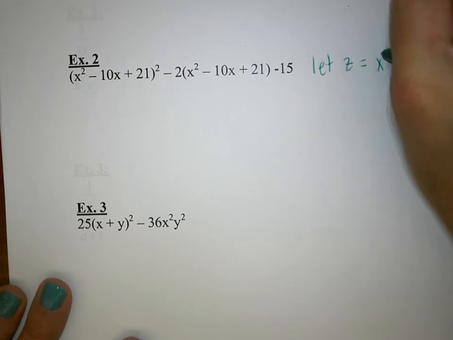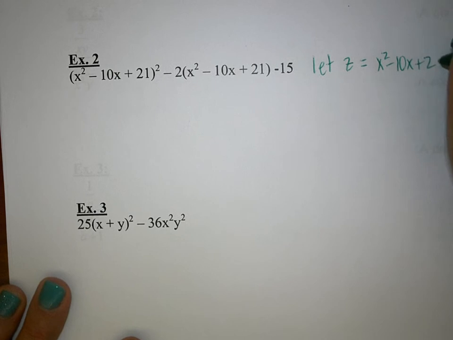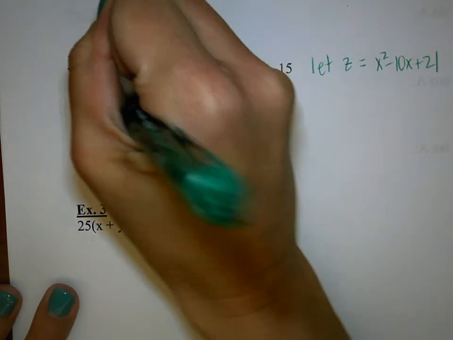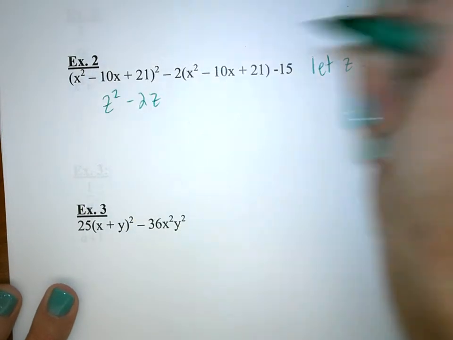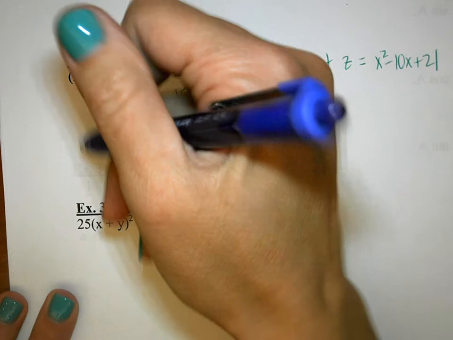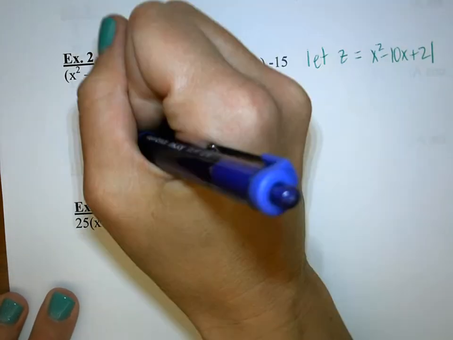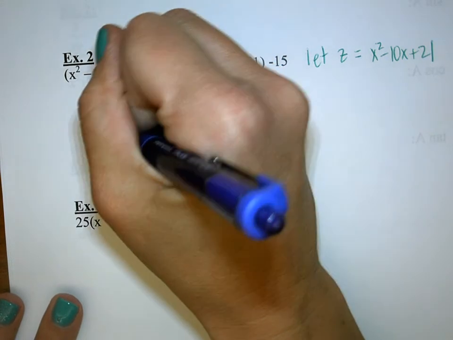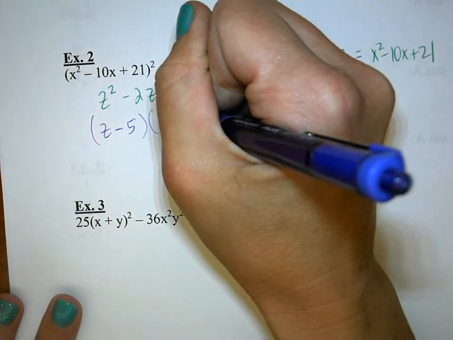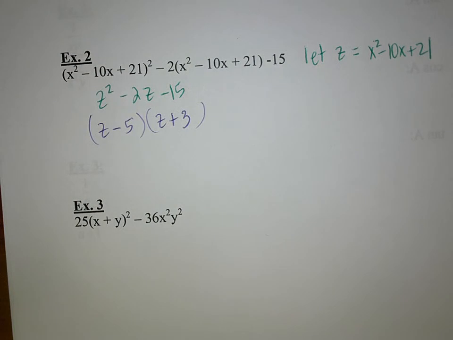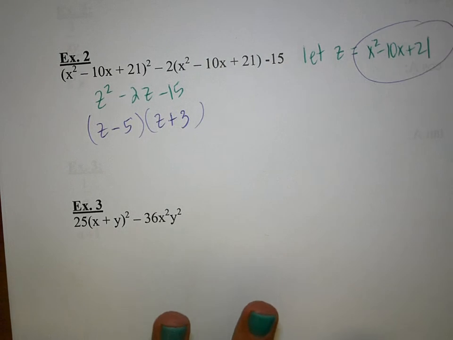Let z equal x squared minus 10x plus 21. When I'm talking, you're not. Okay, z squared minus 2z minus 15. What numbers multiply to be 15 and add to be negative 2? Anybody? Okay, so we have z minus 5 and z plus 3. Are we okay? All right, now we plug that back in.